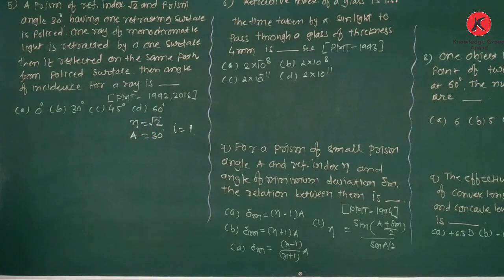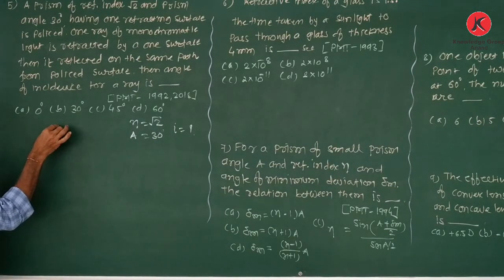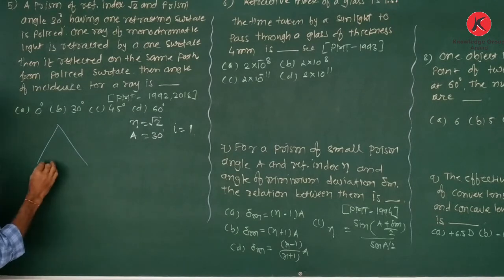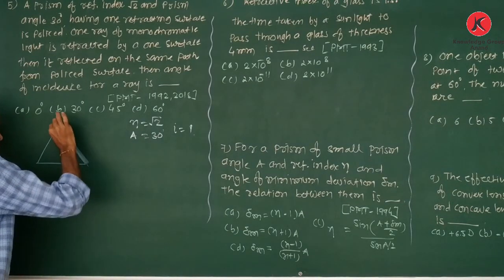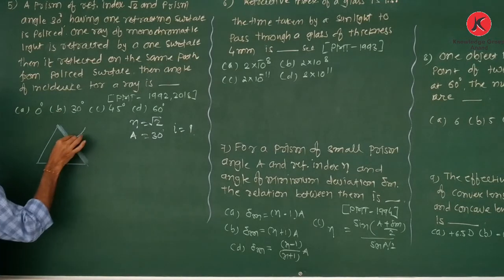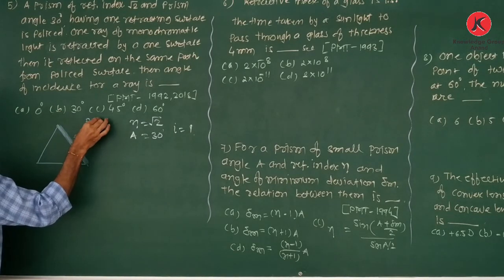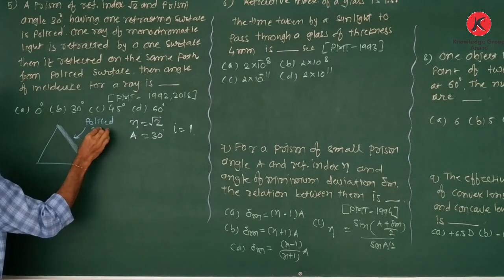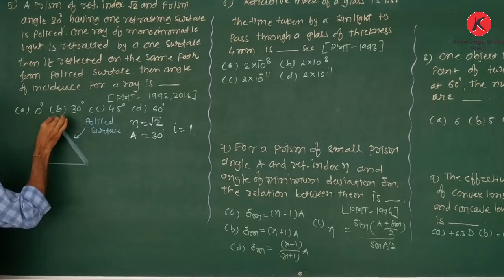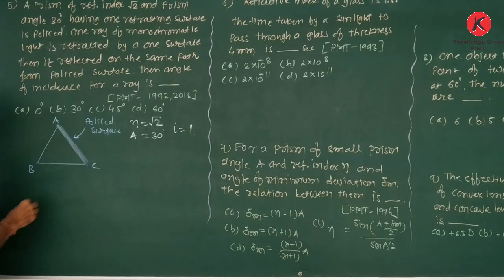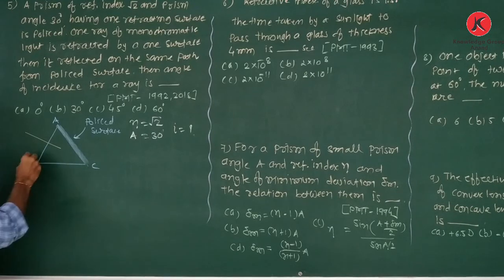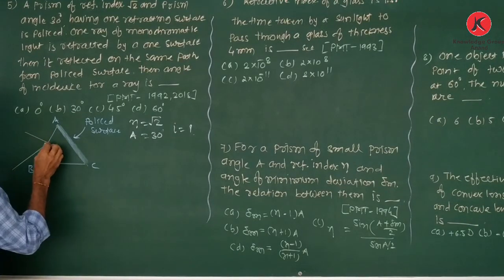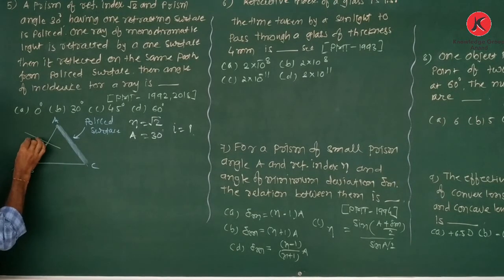Our figure is like this. Here one prism is given, and the prism angle is small, that is 30. One surface is polished. This surface is the polished surface. There is the prism ABC, there is the perpendicular on surface AB, and one ray of light is incident like this way. The angle of incidence is this, I.